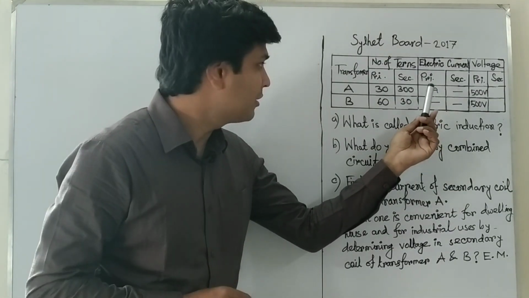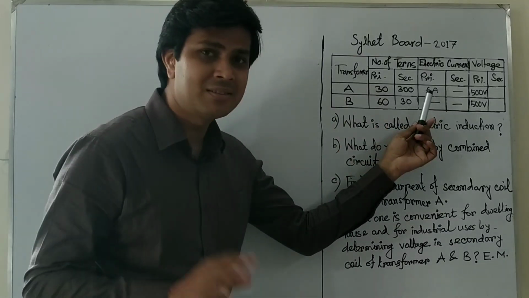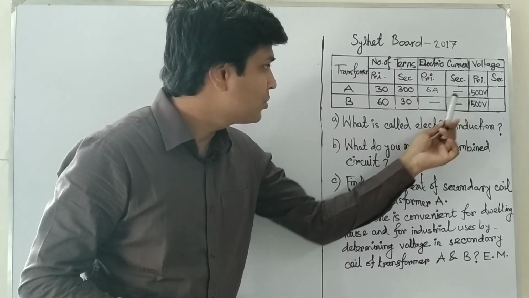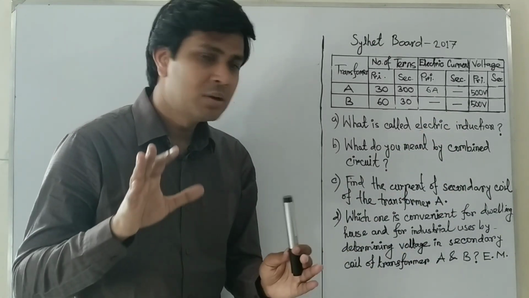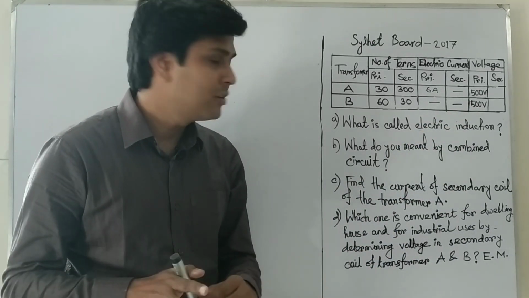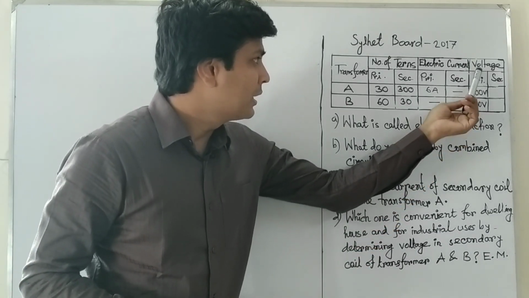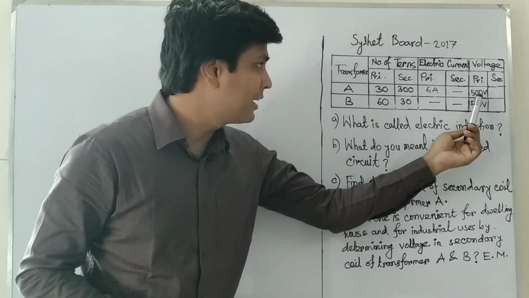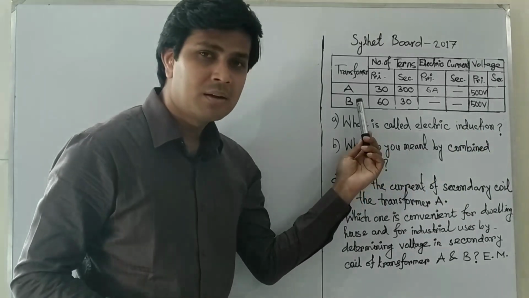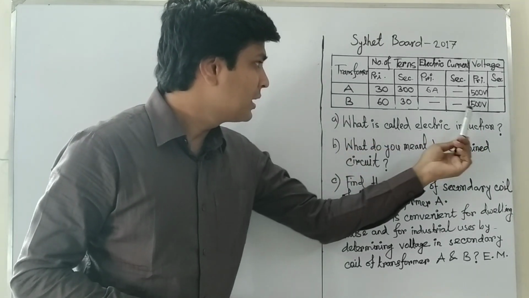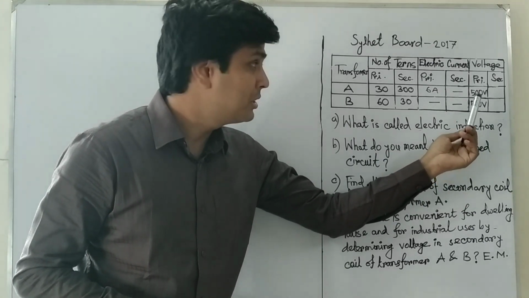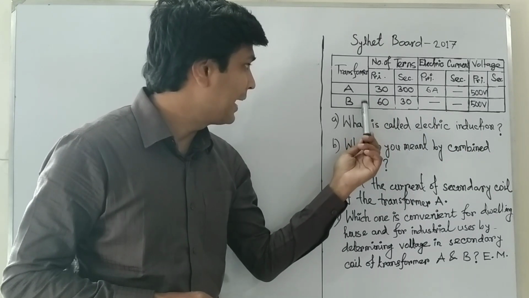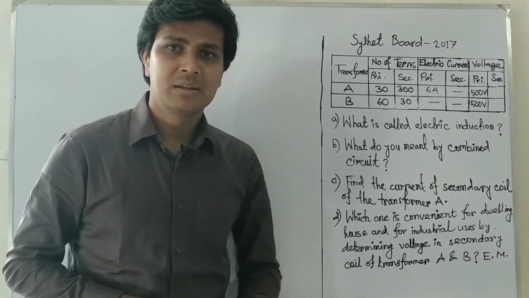That means IP of transformer A is given here as 6 ampere. No other value is given. The voltage of the primary coil for transformer A is given as 500 and for B is also 500 volt. That means the value of EP for both transformer A and B is 500.